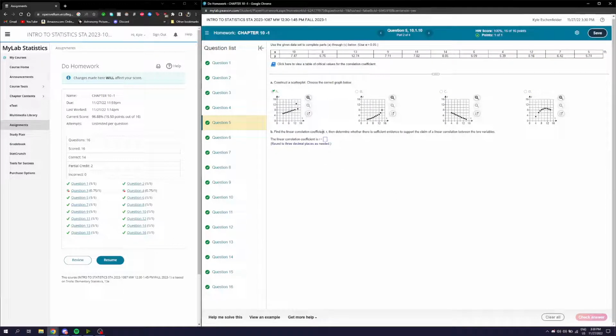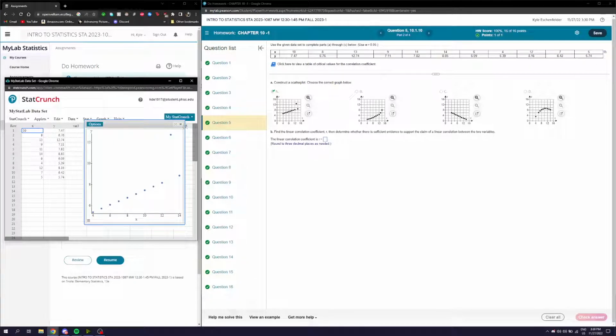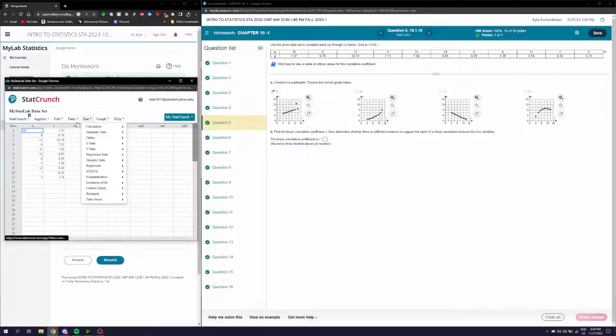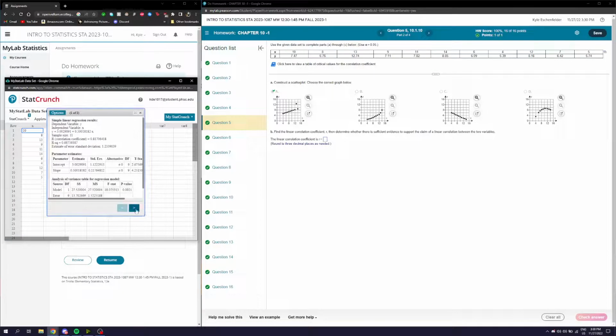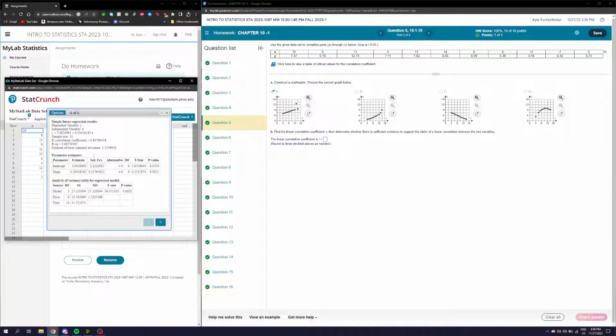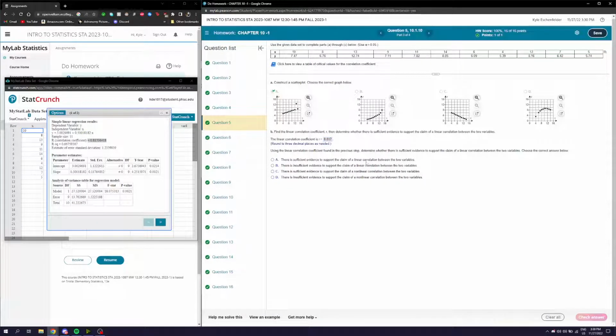Okay, and then for the correlation coefficient, you go back to StatCrunch. You go Stat, Regression, Simple Linear, x, y. These are the same steps as in 10.2. Compute. And the linear coefficient will be this, the correlation coefficient. 817. Okay.